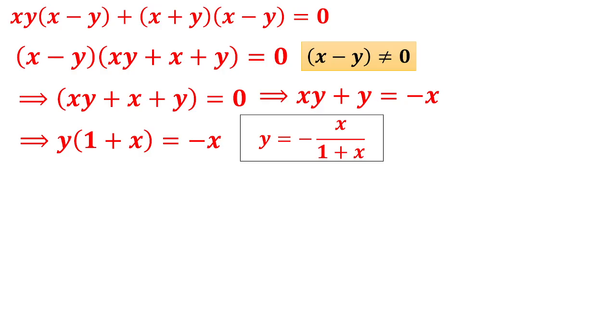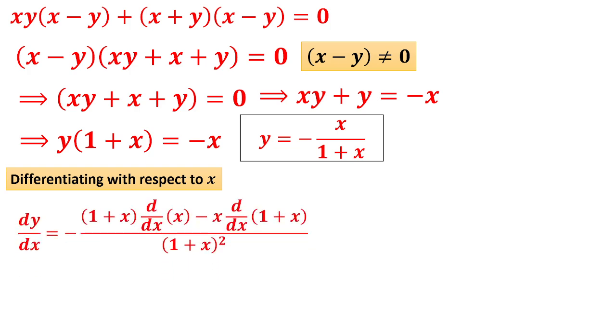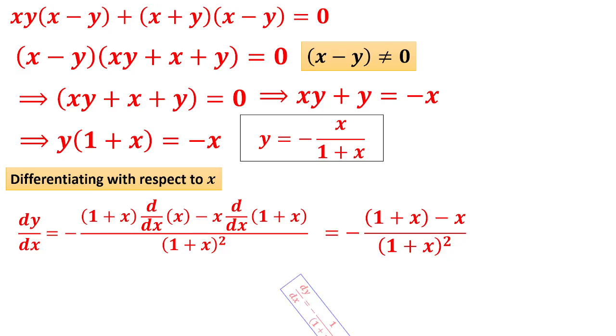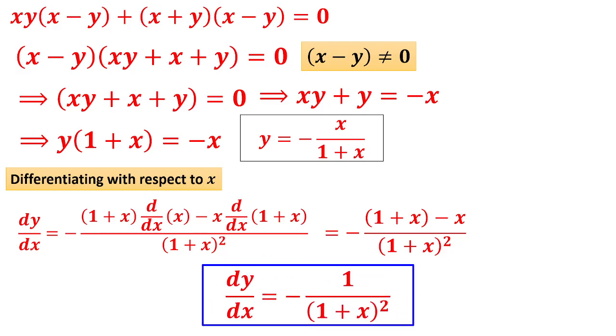The interesting thing about this problem is that when you see the question just like that, it looks like a problem of implicit function, but actually you have expressed it as y is equal to f of x. Now simply do the differentiation using your quotient rule. Using the quotient rule I did the differentiation. Now the final answer I got is minus 1 upon 1 plus x the whole square.